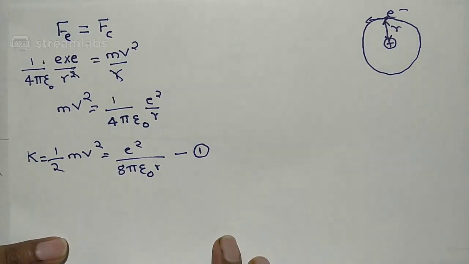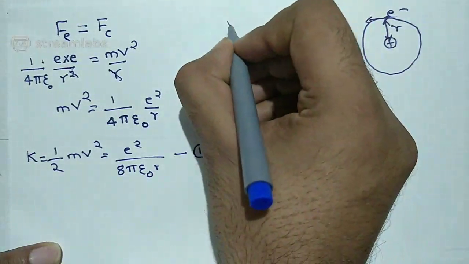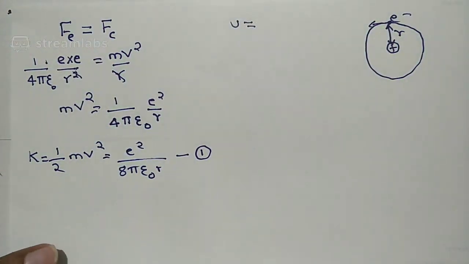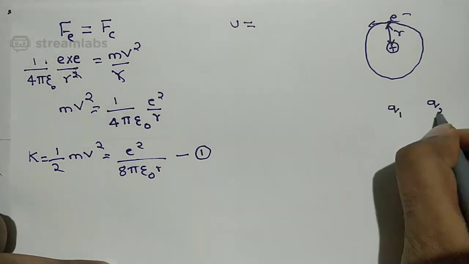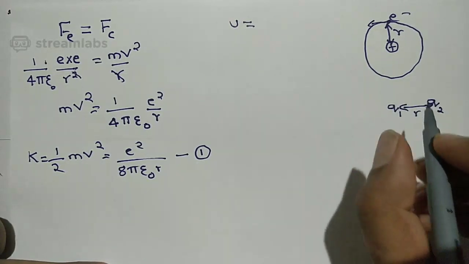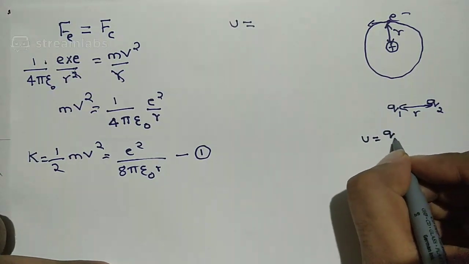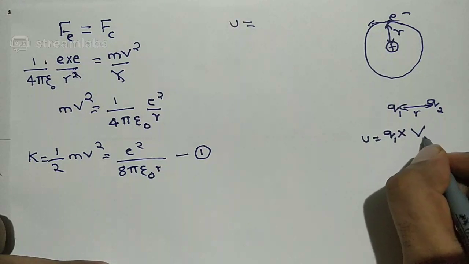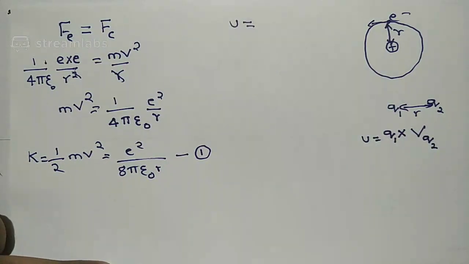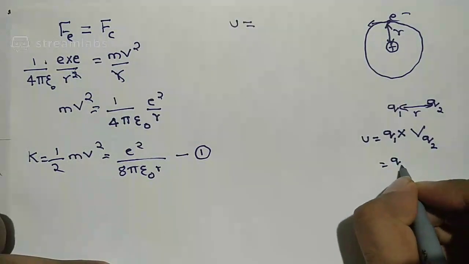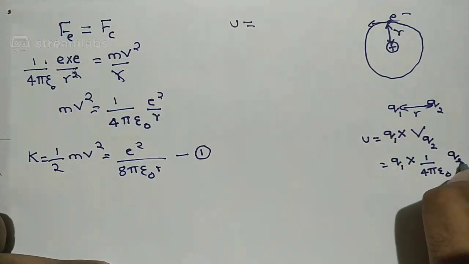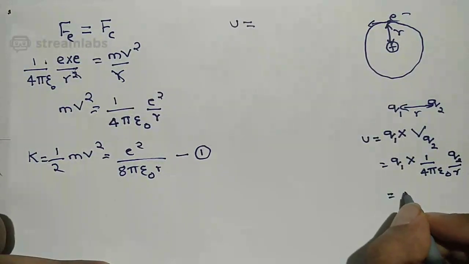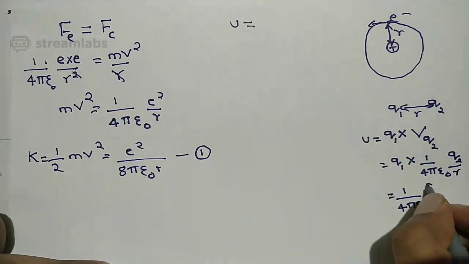Now, we need to calculate the potential energy of the revolving electron. How to calculate the potential energy of the electron? This comes in the second topic, as I told you, and you need to find out the potential energy between them. Then U is equal to the magnitude of one charge into the electrostatic potential due to the other charge. So that is q1 into the potential due to the other charge, 1 by 4 pi epsilon naught q2 by r, at the point where q1 is located, that is r. So it is equal to 1 by 4 pi epsilon naught q1 q2 by r.